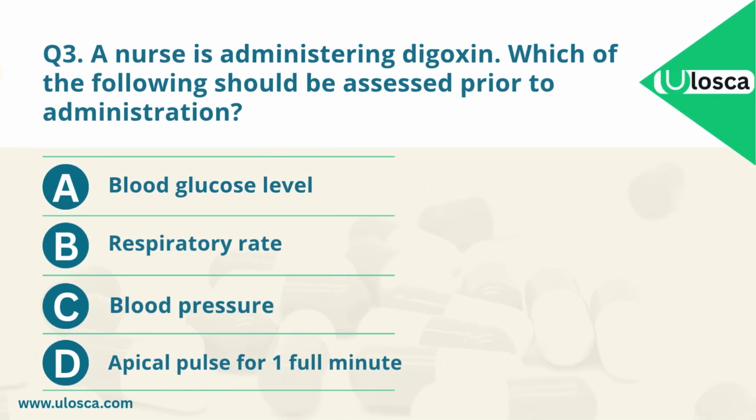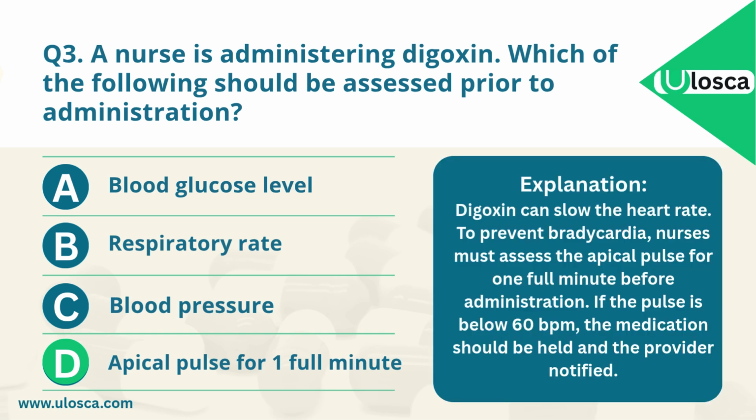The correct answer is D. Apical pulse for 1 full minute. Explanation. Digoxin can slow the heart rate. To prevent bradycardia, nurses must assess the apical pulse for 1 full minute before administration. If the pulse is below 60 bpm, the medication should be held and the provider notified.